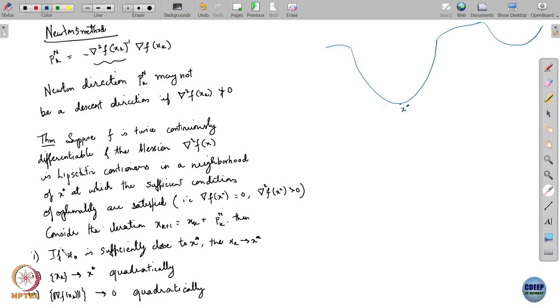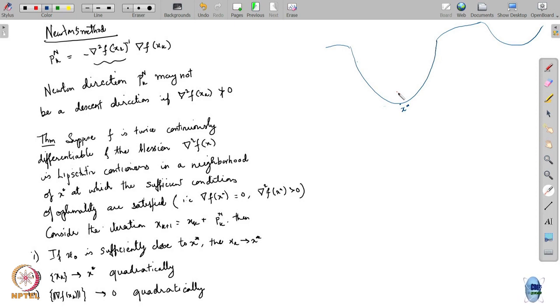So what does this theorem say? That if you start your iteration somewhere close enough, then the iterates converge to x star. Moreover, they converge quadratically, and the norm of the gradients also vanishes quadratically. So if you start your iteration in this sort of region, the Newton method not only converges, it converges quadratically. It converges faster than the steepest descent method.